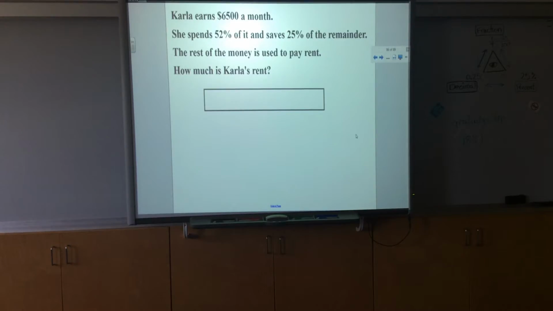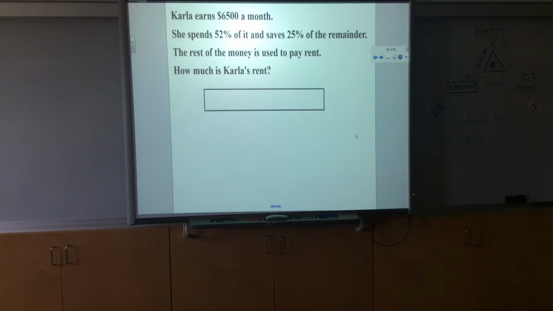All right, here's question number 2. It says, Karla earns $6,500 a month. She spends 52% of it and saves 25% of the remainder. The rest of the money is used to pay rent. How much is Karla's rent?